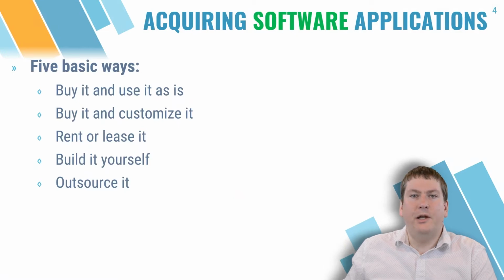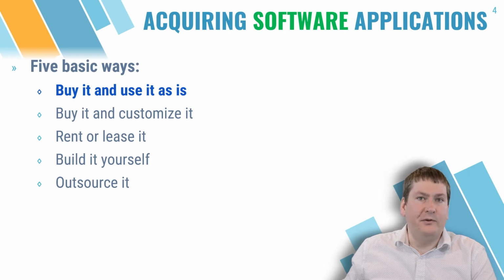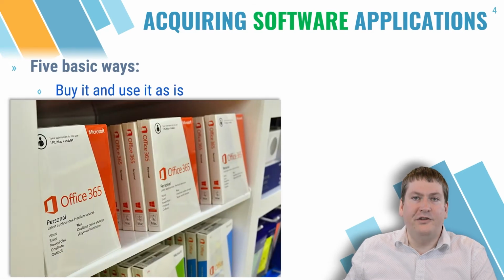Software applications can be acquired in one of 5 basic ways. The first of which is to buy it and use it as is. This is also called off-the-shelf software, as back in the day you used to have to go into the physical store and purchase it literally off the shelf. These would be boxes that contain the floppy disks with the CD software on it.